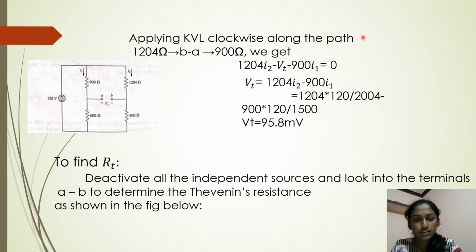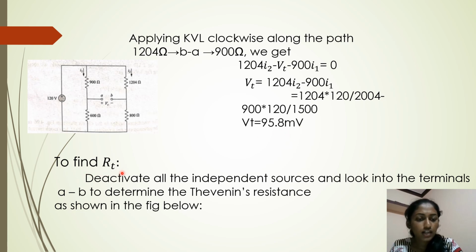Applying KVL clockwise along the path in this loop, we get 1204 ohm into I2 minus VT minus 900 into I1 equals 0. We need to find VT here. VT is equal to 1204 into I2 minus 900 into I1, that is 120 divided by 2004 times 1204 minus 900 into 120 divided by 1500. Then VT is equal to 95.8 microvolt.